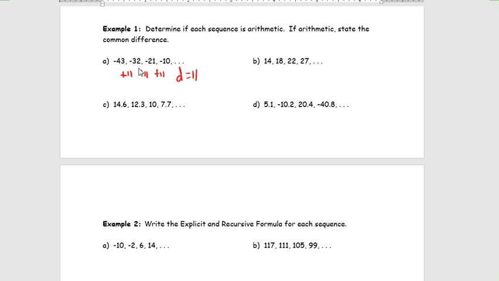For B, let's see, from 14 to 18, add 4. From 18 to 22, add 4. From 22 to 27, we add 5. So this one is not arithmetic.